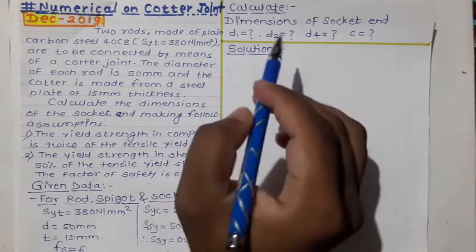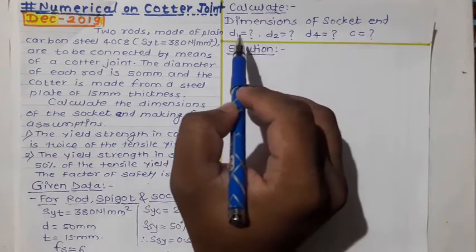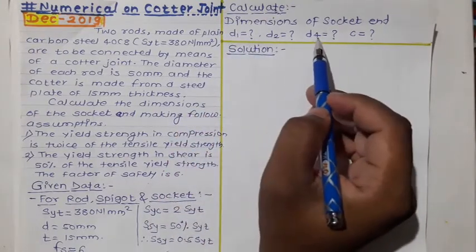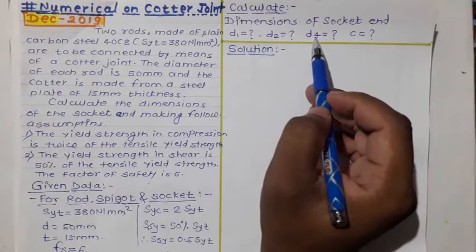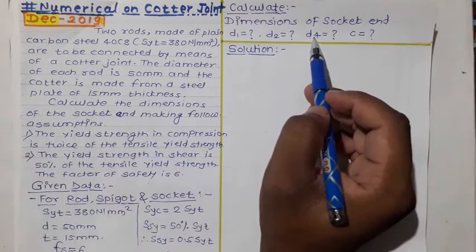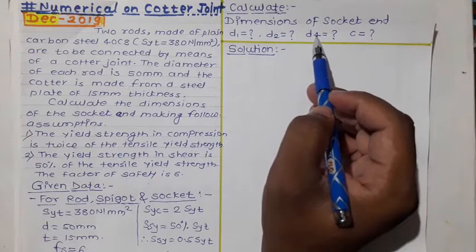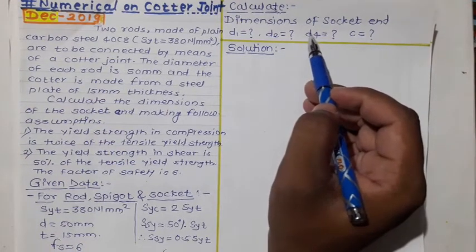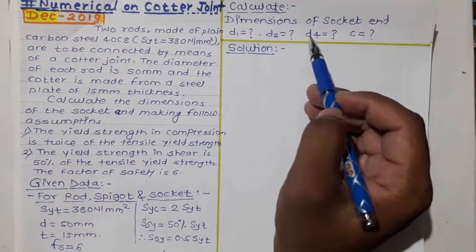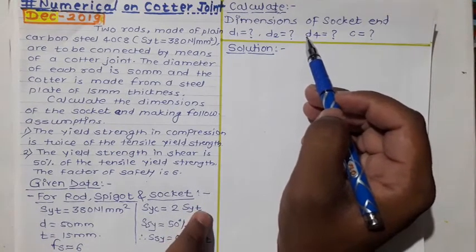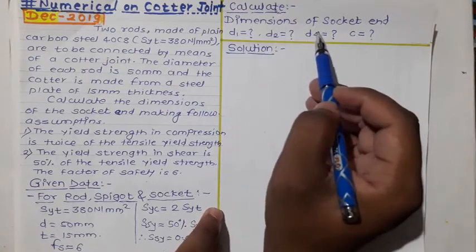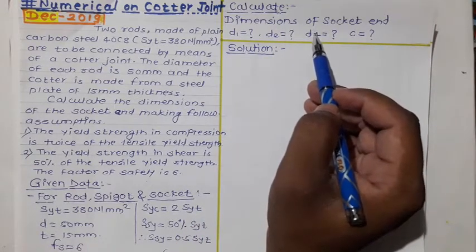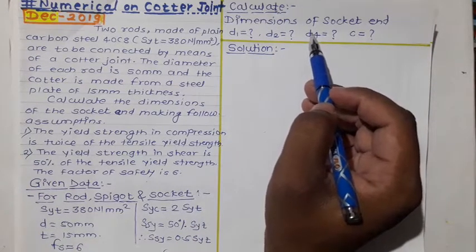Now remember, as we have to determine only these 4 parameters, we don't need to follow the complete design procedure of the quarter joint. The design procedure of quarter joint consists of 7 steps, but as we have to determine only these 4 dimensions, we will find only these 4 parameters. The equations that we require are from the design procedure itself, but we are not going to follow the steps as they are, from step number 1 to step number 7.